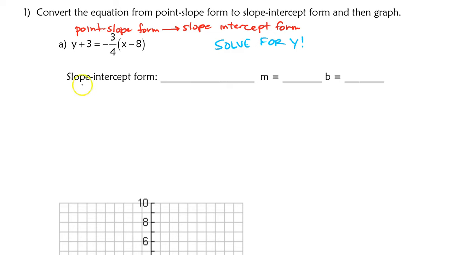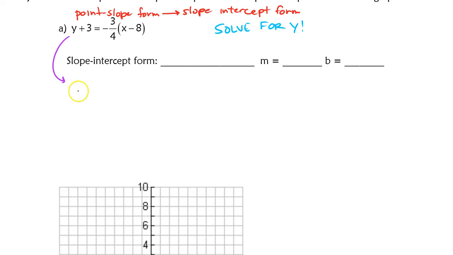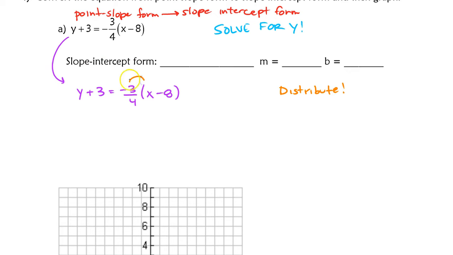So let's start. I'm going to rewrite this equation right here underneath. So y plus 3 is equal to negative 3/4 times x minus 8. And then we're going to solve for y. Now our first step is going to be to distribute to get rid of the parentheses. Okay, so we want to distribute first. So I'm going to distribute that negative 3/4 to both of these terms.